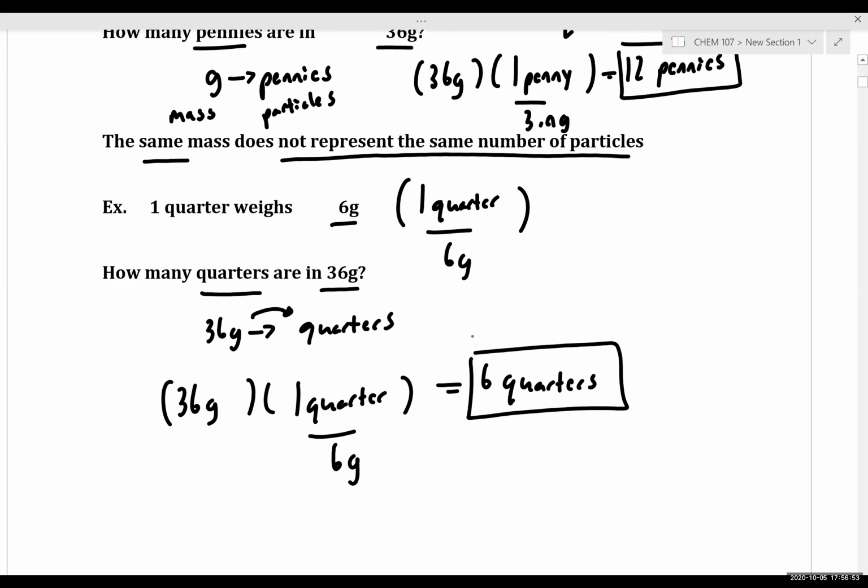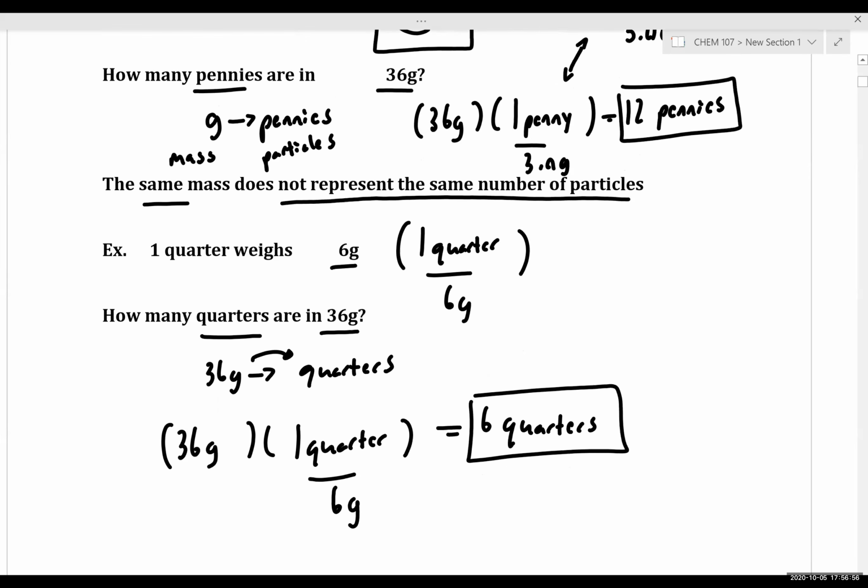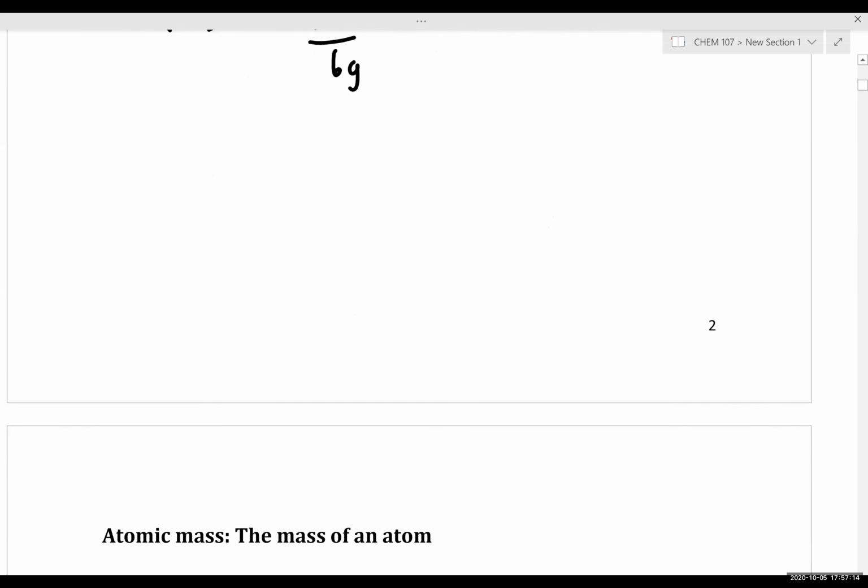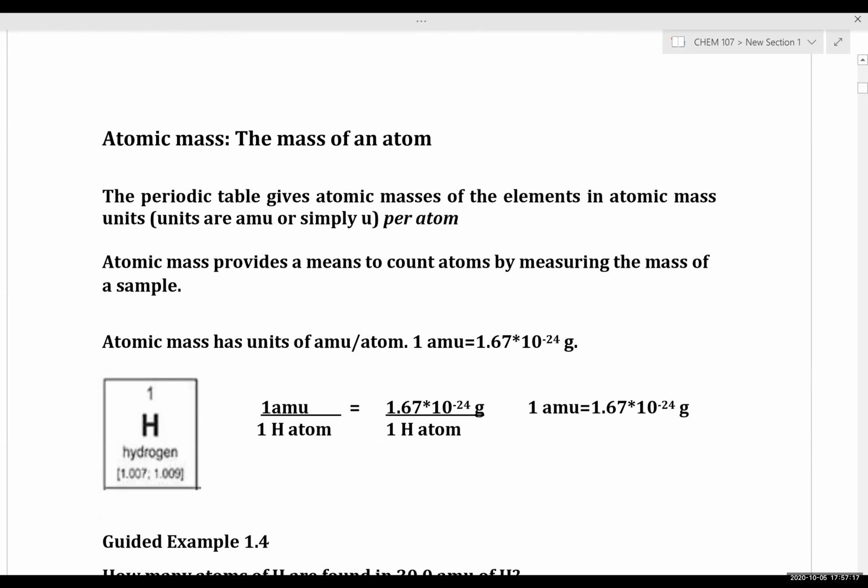Does that make sense to everyone? Does everyone see how, depending on the material that you're studying, each mass corresponds to a unique number of particles, such as pennies or quarters? Does that make sense? Yes. Perfect. So, what does this have to do with atoms? Well, atomic mass is strictly defined as the mass of an atom. The periodic table gives the atomic masses of the elements in atomic mass units, or AMU, per atom. This is the mass of a single atom.